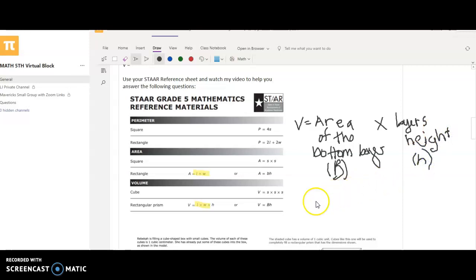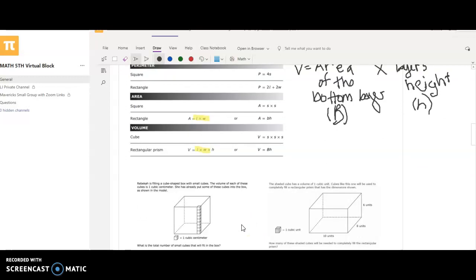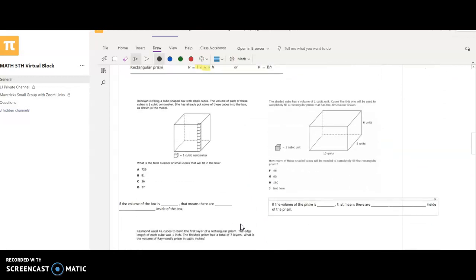So a lot of times we think we need 3 measurements to find volume. Well, if you are given the area, which is the same thing as length times width, then you can take that and multiply it by your number of layers, or your height. Let's take a look at some problems and see if we can calculate the area of the bottom layer and then multiply it by the height to find the total volume.